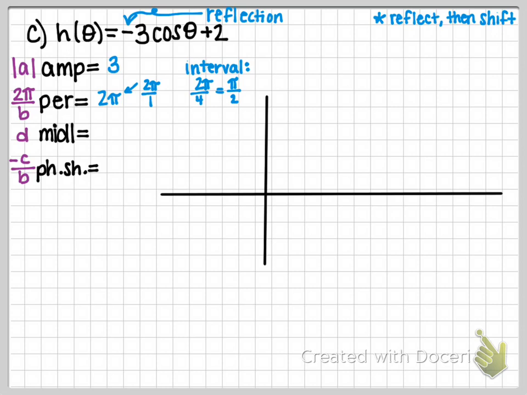My midline is going to be the line that passes through the middle. It's the guy that's added onto the end. So that's going to be y equals 2, since that's what's added onto the end. And just like for the rest of the day, our phase shift is going to be at 0.